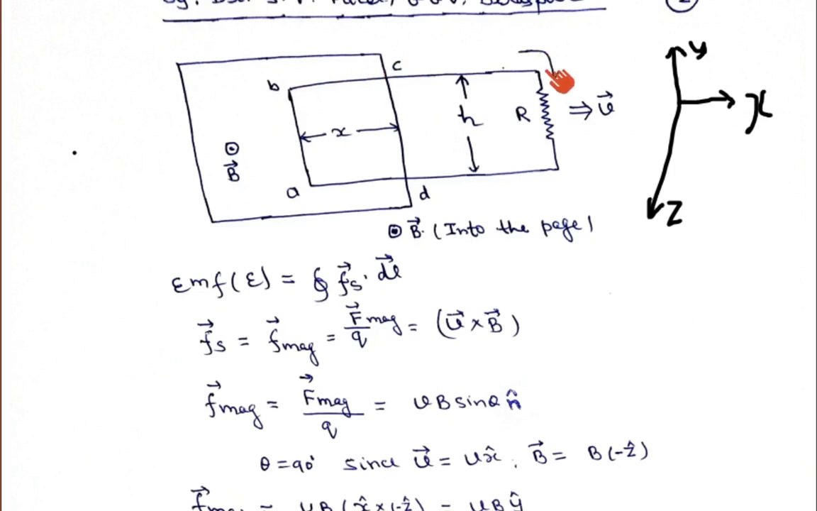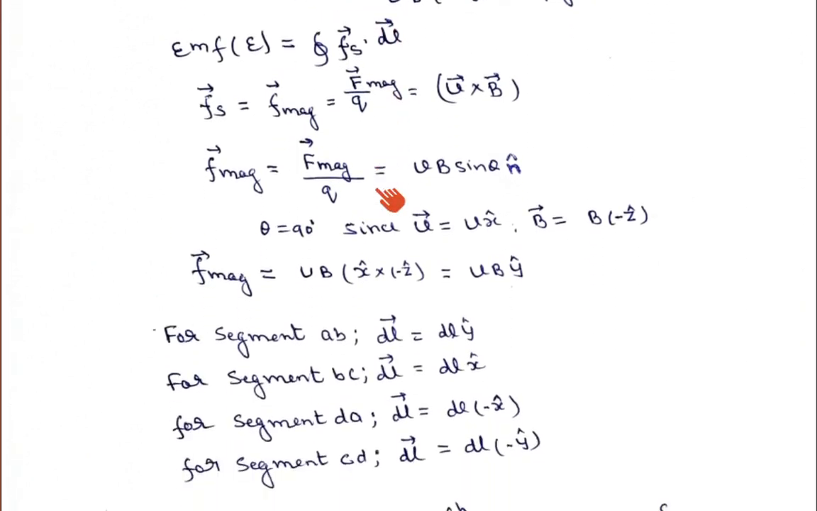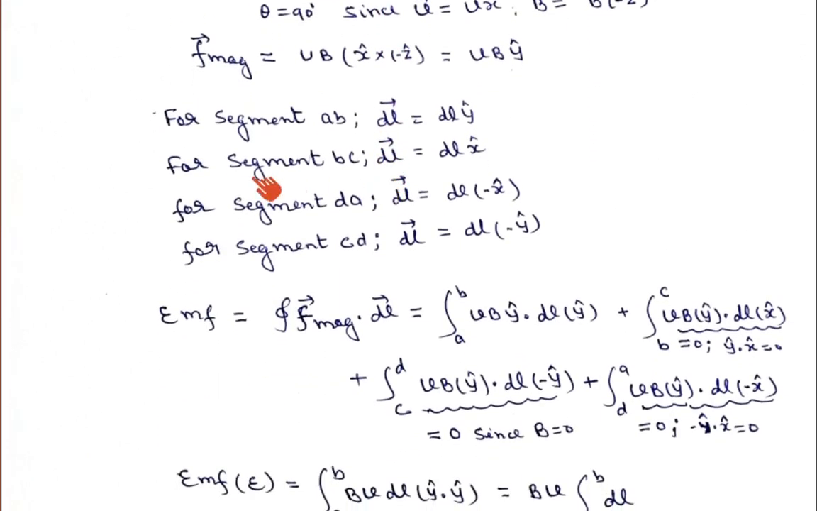Similarly, C to D is outside of the magnetic field, so this part will not survive. For D to A, the force is again along the y direction and the displacement is along the minus x direction, so this term is again equal to 0 because both are perpendicular. So, if you see clearly, for segment A to B the displacement dl is along the y unit vector.